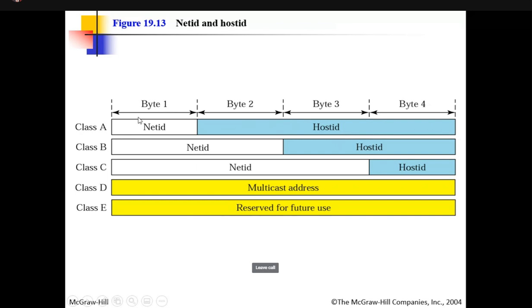And for class B, byte 1 and byte 2 are for the network address, and the other 2 bytes are for the host address. And for class C, the first byte, second byte, and third byte are for the network identification, network ID, and byte 4 is for the host identification, host ID.